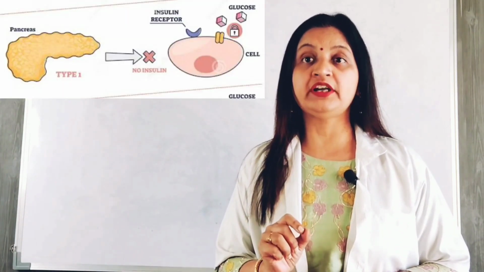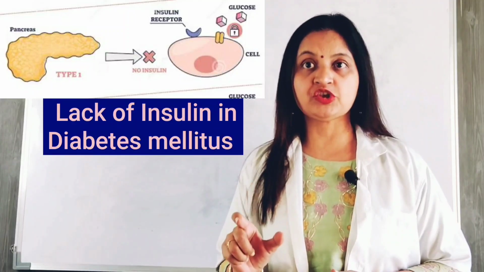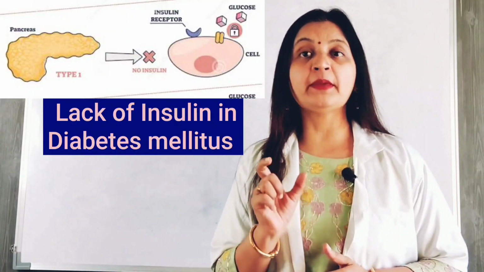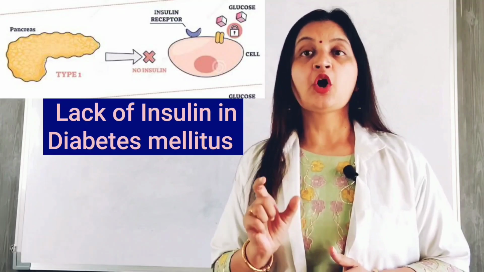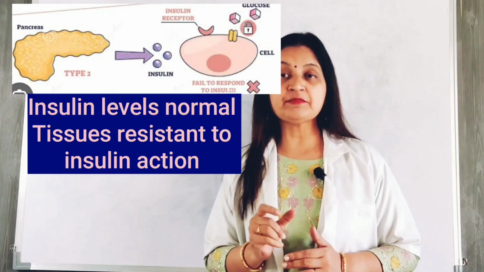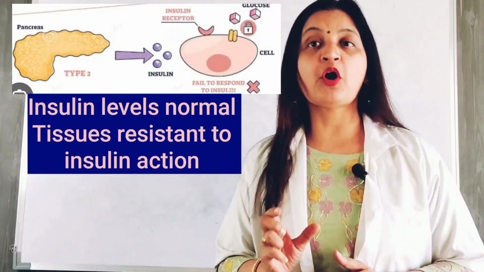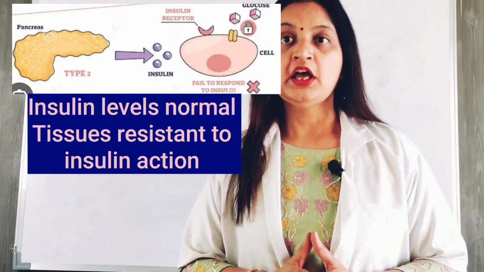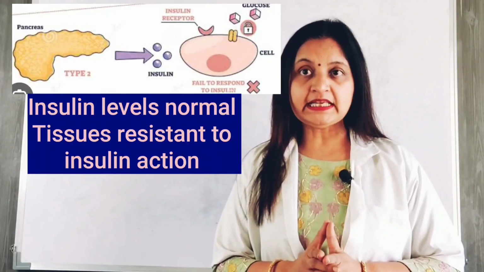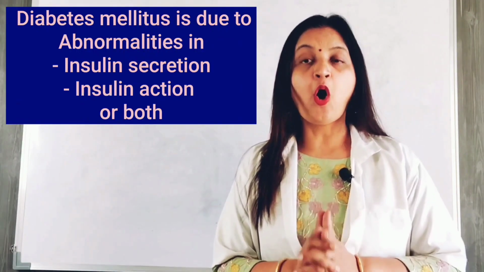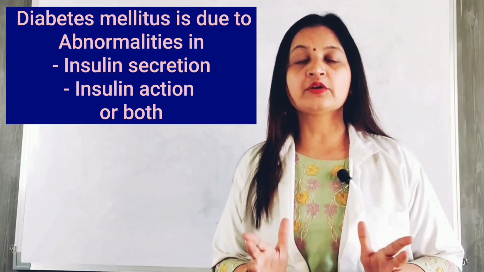Diabetes is a chronic condition which is caused by absolute lack of insulin or relative lack of insulin due to impaired insulin secretion. It can also occur due to impaired insulin action caused by insulin resistance. So the insulin levels may be normal or elevated, but the tissues fail to respond to the actions of insulin. Diabetes is caused by abnormalities in insulin secretion or insulin action or both.